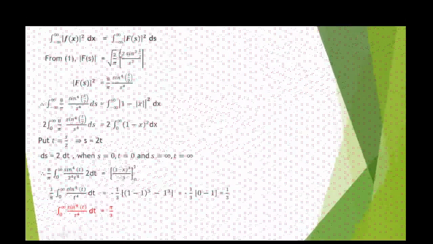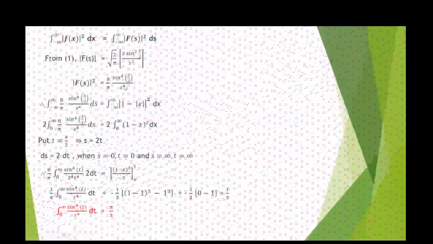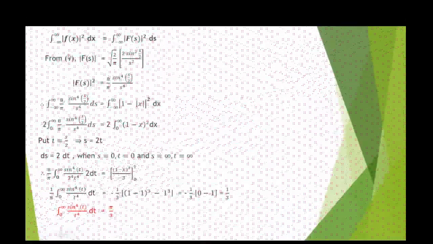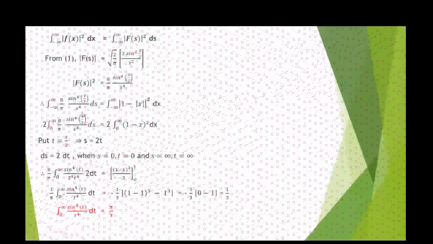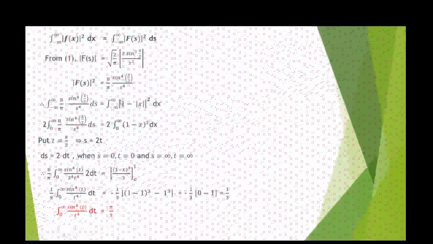So what do you get? 2 square is 4. Root 2 into root 2 is 2. So 4 into 2, 8. 8 divided by pi sine power 4 s by 2 divided by s power 4. So integral minus infinity to infinity 8 by pi sine power 4 s by 2 divided by s power 4 ds is equal to integral minus infinity to infinity, f of x, which is the given function, 1 minus modulus x the whole square dx.